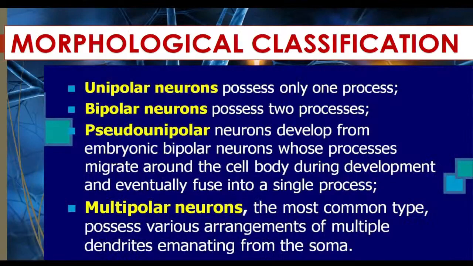Morphological classification of neurons. We have 1, 2, 3, 4 types of neurons. Unipolar neurons possess only one process. Bipolar neurons possess two processes. Pseudo-unipolar neurons develop from embryonic bipolar neurons. Those processes migrate around the cell's body during development and eventually fuse into a single process. Multipolar neurons, the most common type, possess various arrangements of multiple dendrites emerging from the soma.